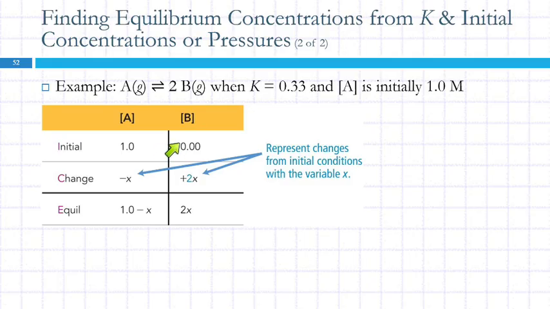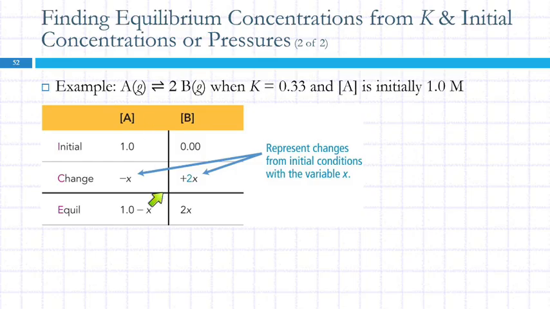You cannot go lower than 0. You can't have negative concentration, right? So this is going to change by positive x. And because there's a 2 in the balanced chemical equation, it's going to change by plus 2x.